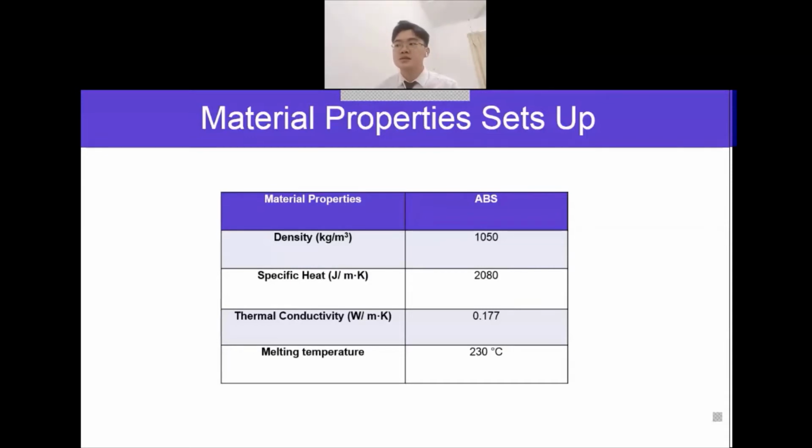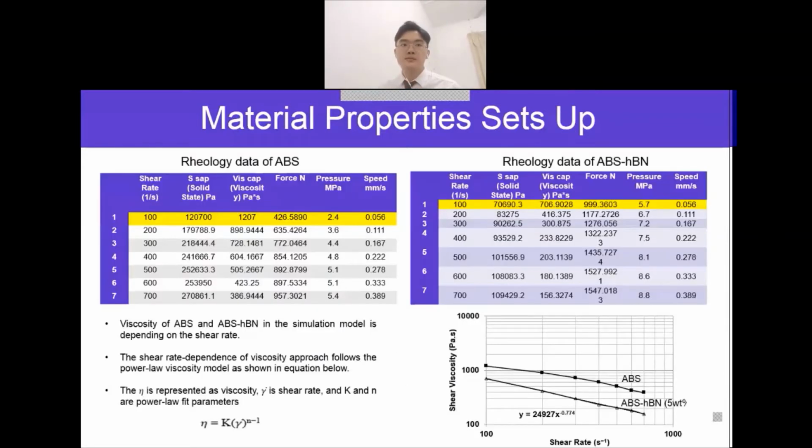ABS is chosen as the testing material, and hBN is selected as the filler material. The table below tabulates the material properties of ABS which are applied in the simulation model. The flow characteristics of ABS and ABS-hBN are identified through the rheology data based on the findings of Devaki.